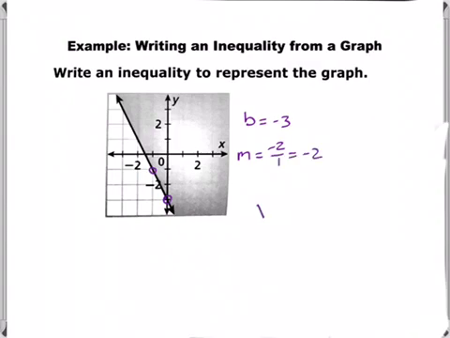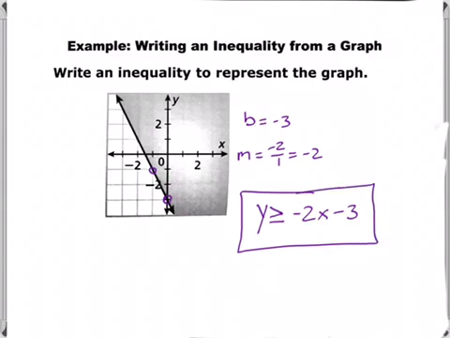So if we plug in what we know, y equals negative 2x minus 3, and then we figure out what inequality symbol needs to go here. Well, it's a solid line, so that's going to be the equal to piece, and they shaded above the line, so that's going to be greater than or equal to. So this is our inequality statement.